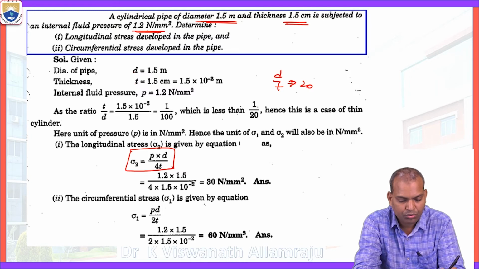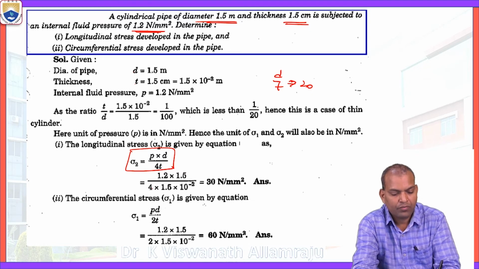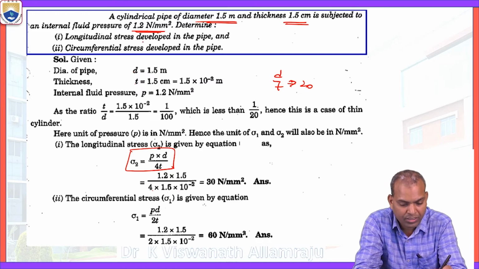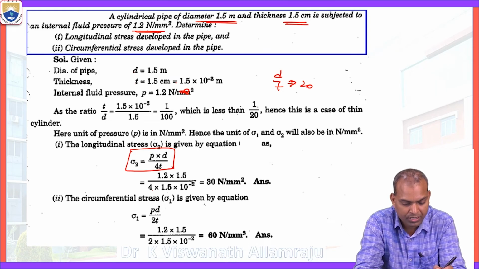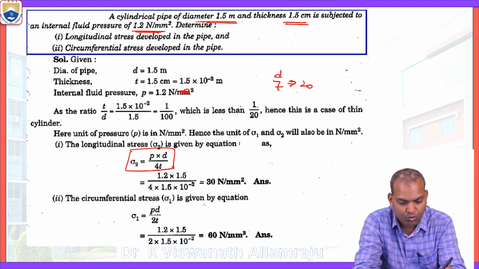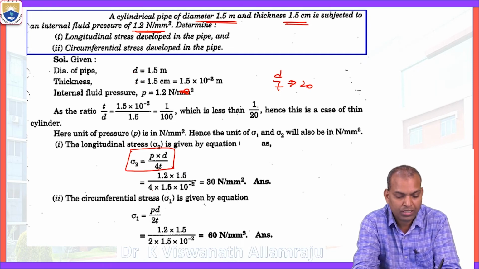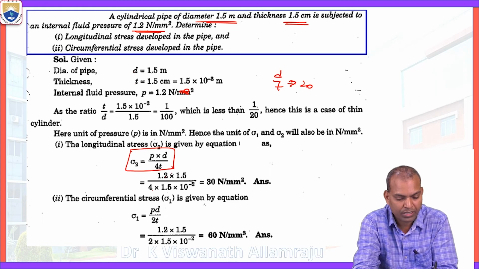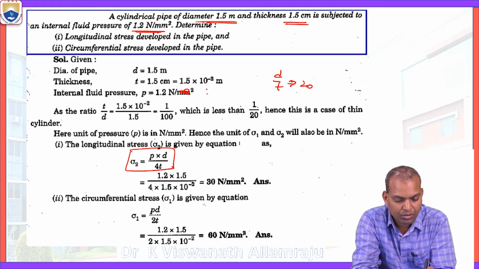So convert into millimeters. Then it becomes 4 times T. What is the thickness? 1.5 into 10 power minus 2. Here the internal pressure is 1.2 Newton per square millimeter. If you substitute all the units, there should be dimensional homogeneity, so everything is converted into meters.